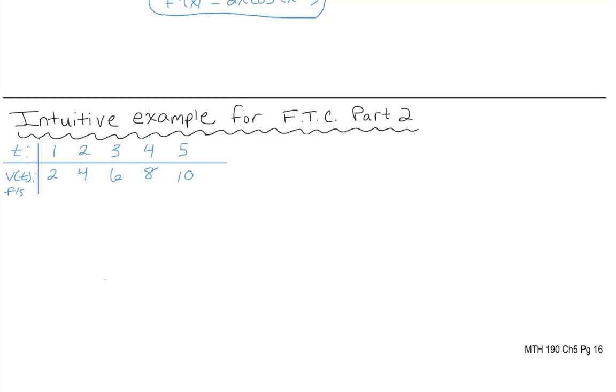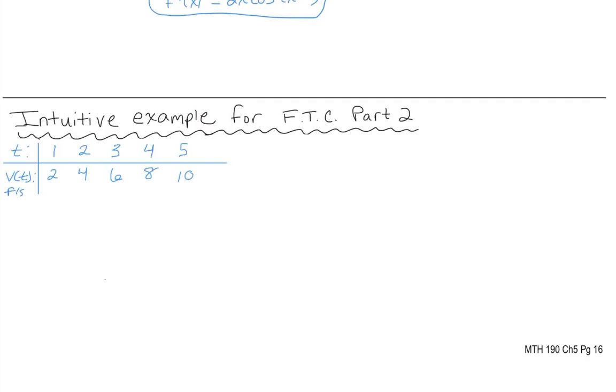As we continue our conversations about the fundamental theorems of calculus, last time we proved the first part of the fundamental theorem, and now we're going to lead into the second part of the fundamental theorem of calculus. But I want to start with an intuitive example. So suppose we were given this table of values.